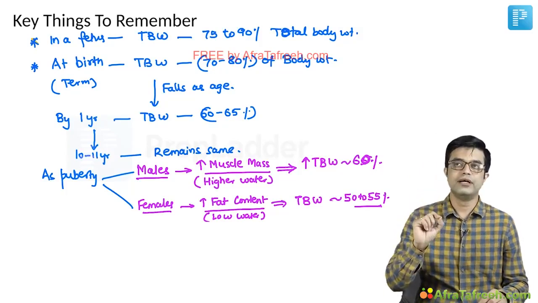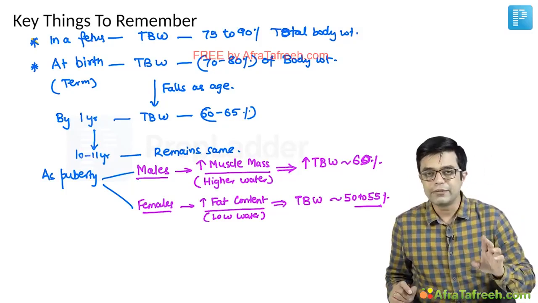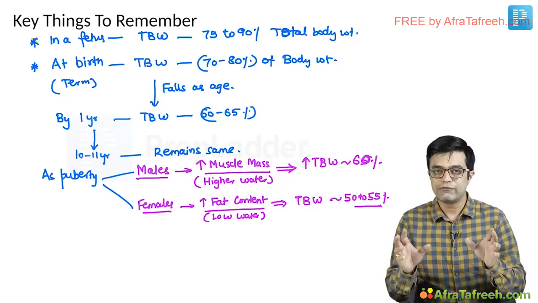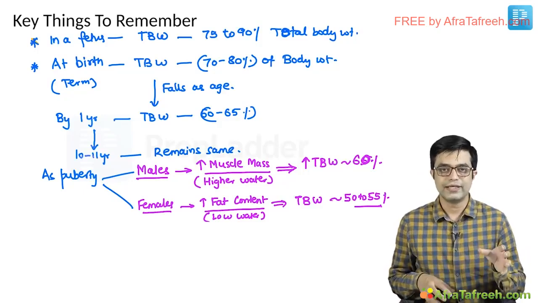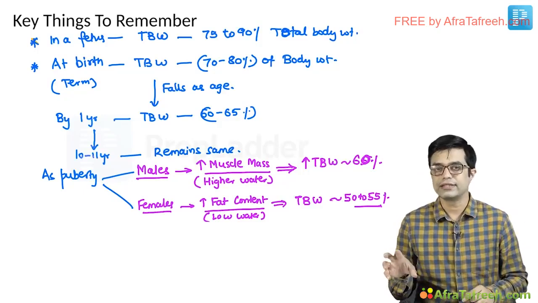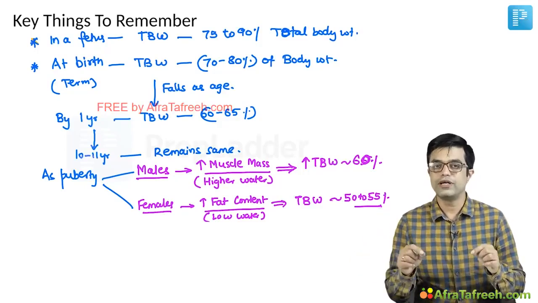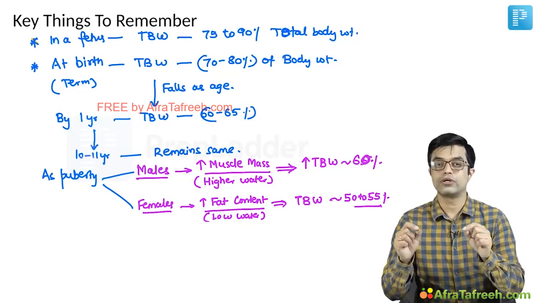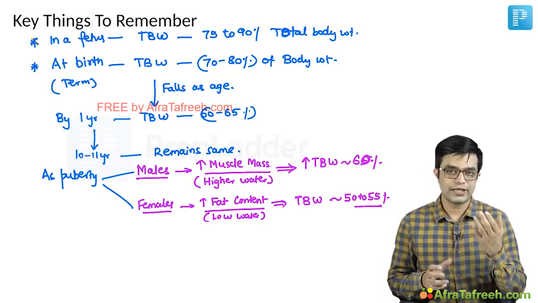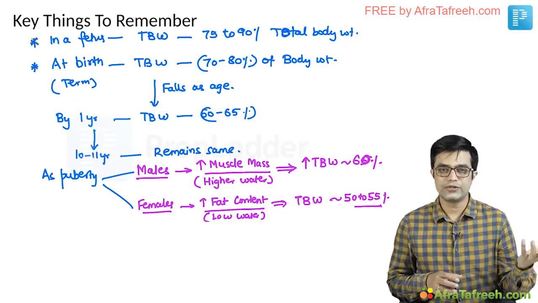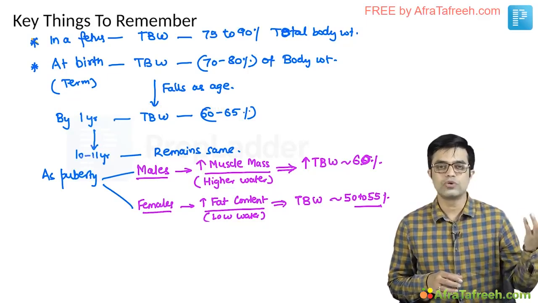There can also be a practical implication of this. Let me give you an example. Suppose you have two children in front of you. One is an obese child and one is a normal child. So out of the two, which will have a higher total body water content? Your first tendency will be to think that the child is obese, he has more weight, so he will have more total body water.